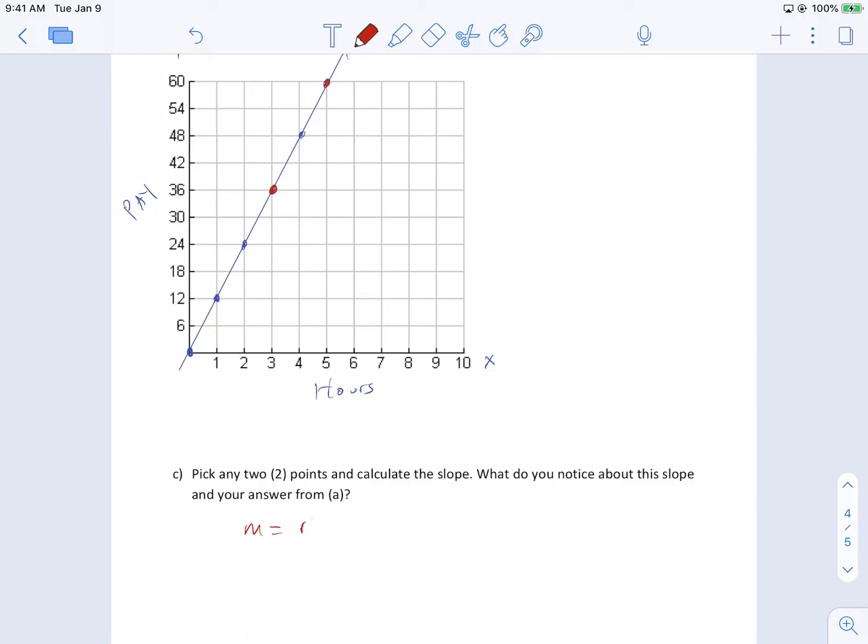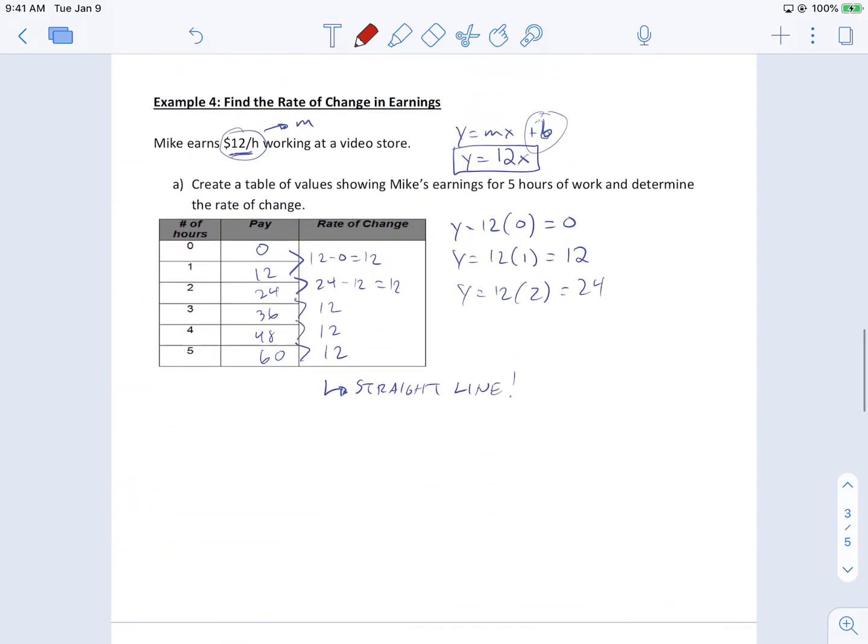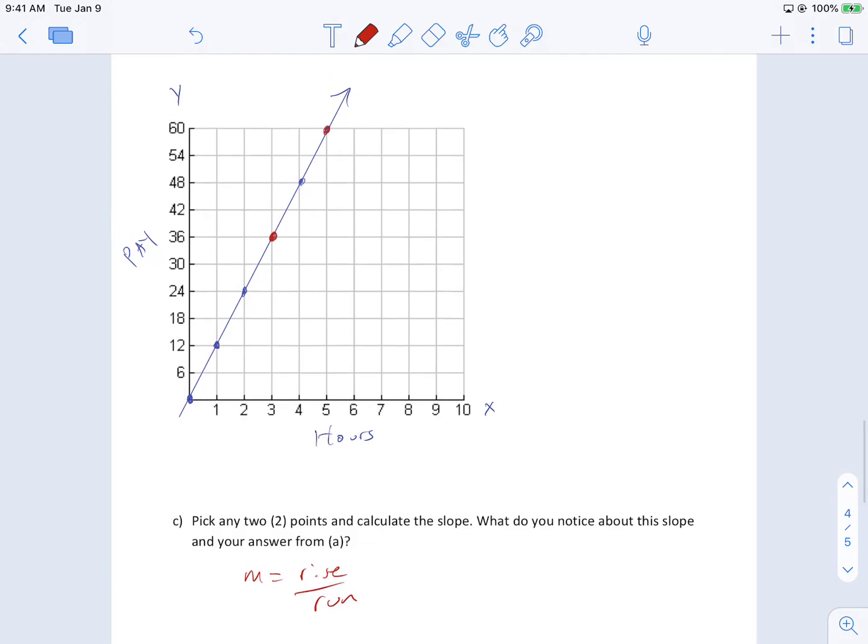So remember, m equals rise over run. And if we had to guess, what do we think it would be? Well, if we take a look at our equation, our m value is 12. So hopefully when we calculate this, our m value is also 12. So in these 2 points, what's our rise? Well, we start off at 36 and we move all the way up to 60. So 60 minus 36 is going to give us a value of 24.